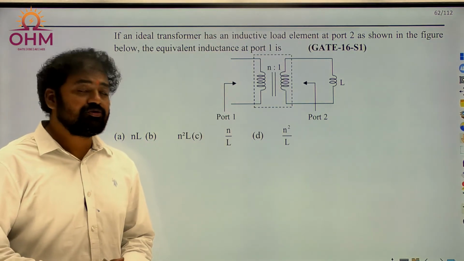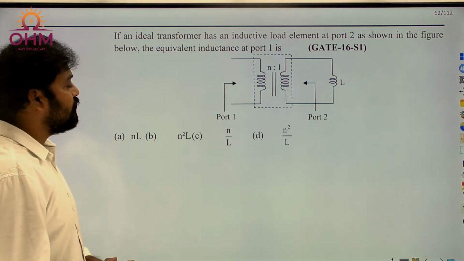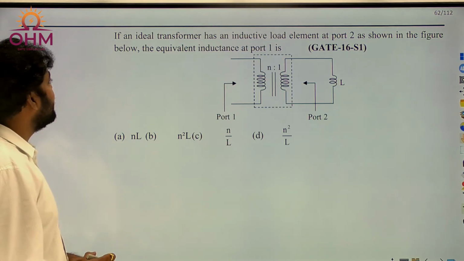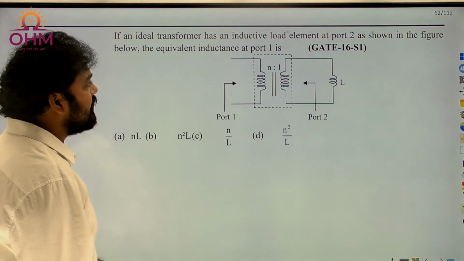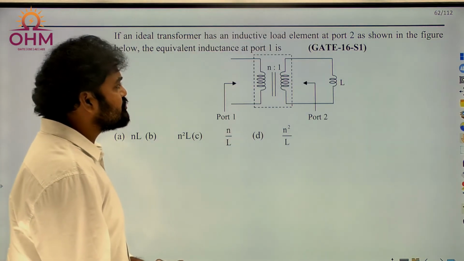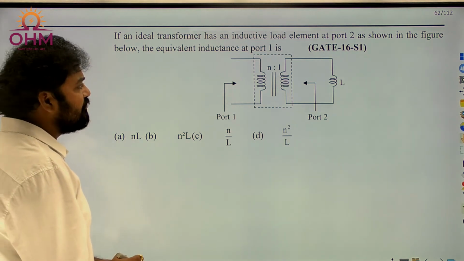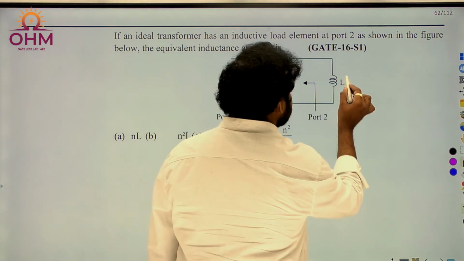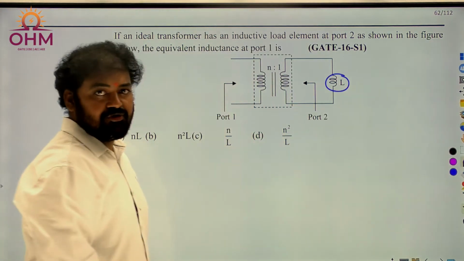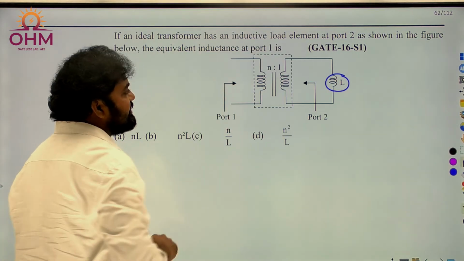All right, let's move to the next question. This is from GATE 2016 question paper, 1 mark question. Read the problem. If an ideal transformer has inductive load element at port 2 as shown in the below figure, the equivalent inductance at port 1 is how much? Very simple. We have an inductance which is on the secondary side of the transformer. Now what is the effective inductance from primary side of the transformer?